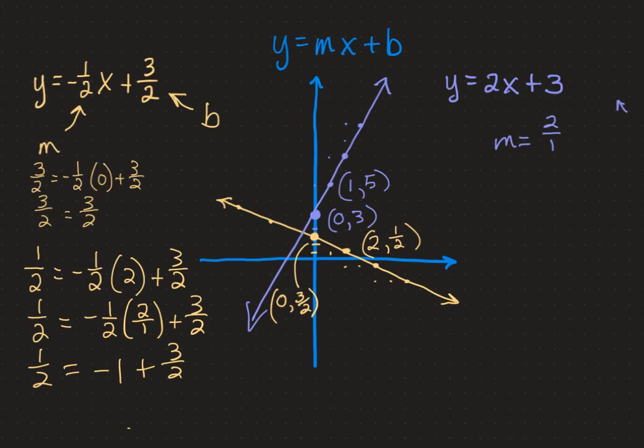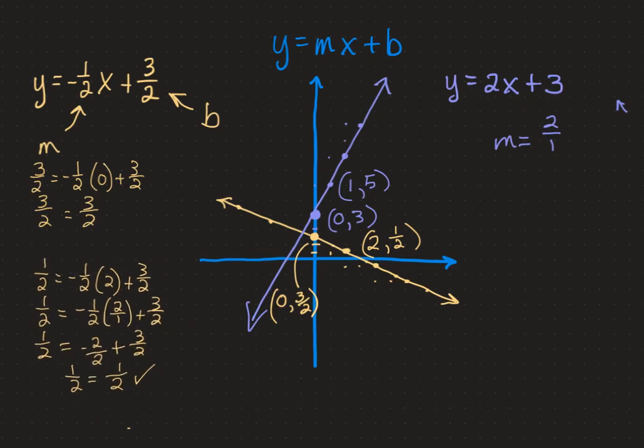But you know what? This is one case where I really don't want to cancel. Instead, I'm going to multiply straight across. -1 times 2 is -2, and that's over 2 times 1, 2. Now I have 1/2 equals 3/2 minus 2/2. That's 1/2. It checks. In fact, for any point that you choose on this line, you can plug it into this original equation of your line, and you will always get a true value at the end, a true statement.